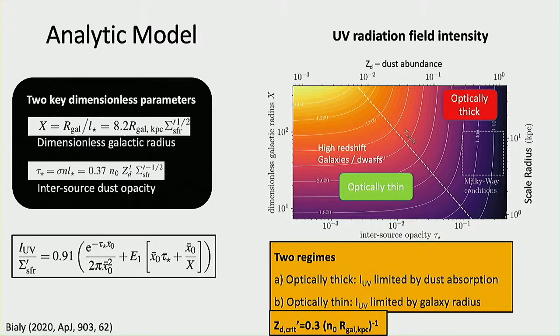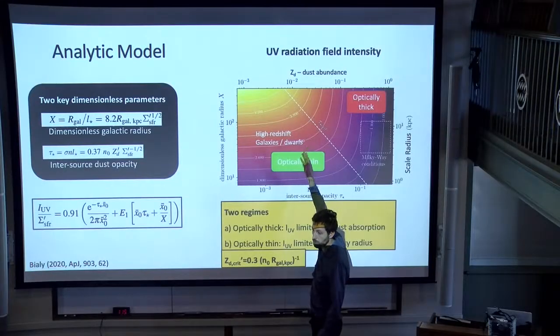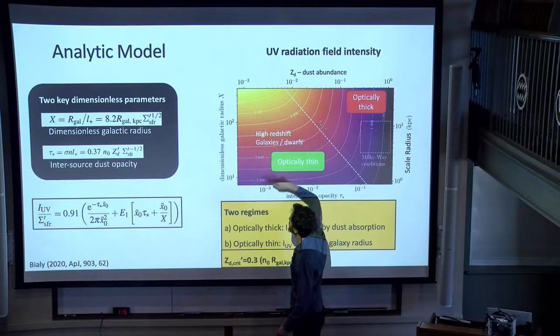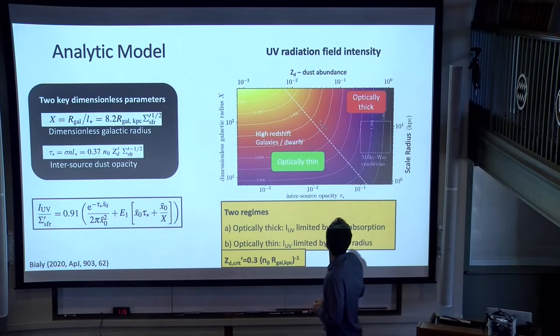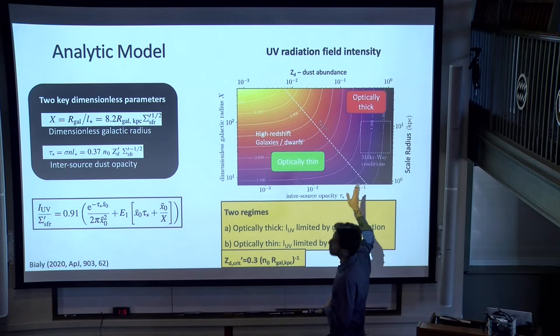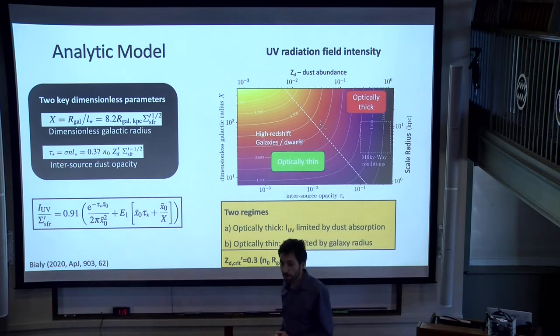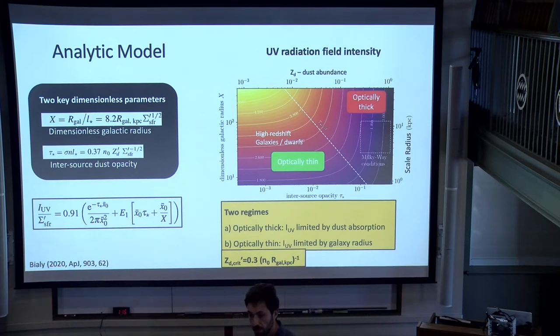At this point, the entire disk becomes optically thin. You see all the stars, and you just care about X, or the size of your galaxy, or how many stars you have. And bottom line, you can increase the UV radiation field by a factor of 3 to 4 for the same star formation rate, and this will affect the thermal structure of galaxies at low metallicities, say dwarf galaxies or high redshift galaxies, and the destruction of molecules like CO in low metallicity galaxies. That's it.